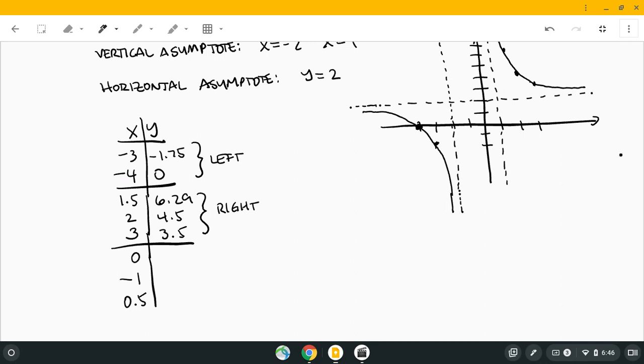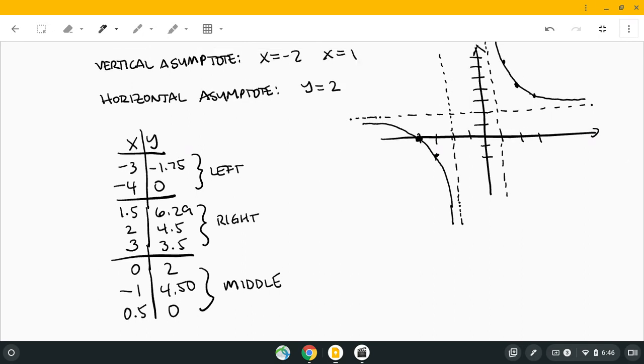All right, so 0, we get 2. -1, we get 4.5. And 0.5, we get 0. All right, so this here is the middle section. Okay, so 0, 2, -1, 4.5, 1, 2, 3, 4.5, 0.5, 0.